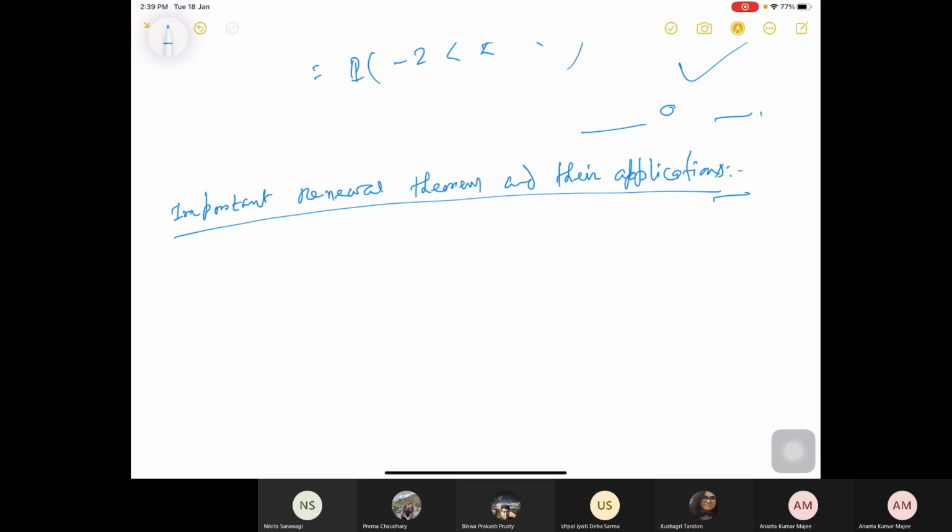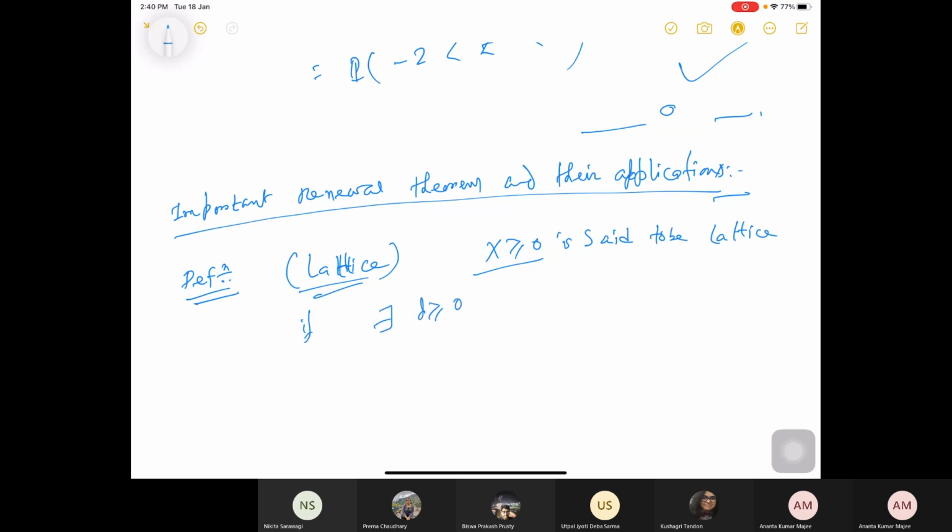Before that, I will recall some definition. It is called lattice. What is lattice? A non-negative random variable, say X greater than or equal to 0, is said to be lattice if there exists a positive d such that, since it is a non-negative random variable, if you look at the probability that X equals nd and consider the summation over n equal to 0 to infinity, that gives you 1.